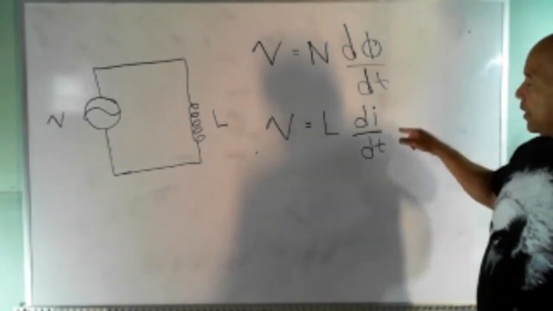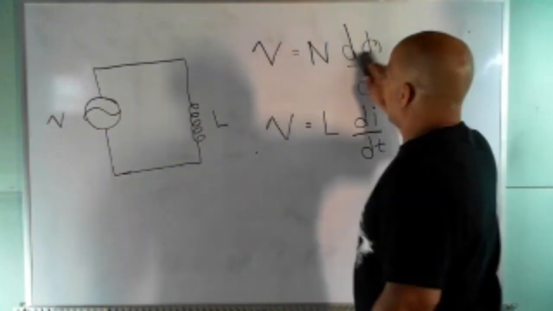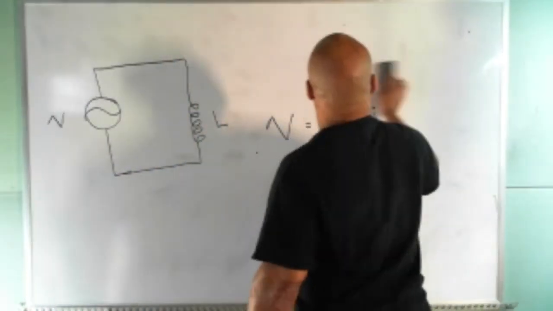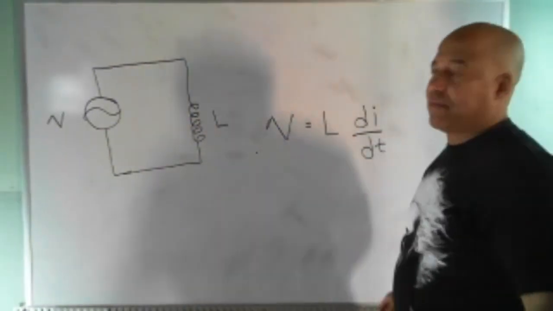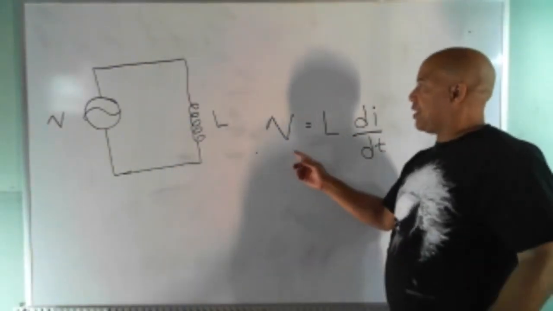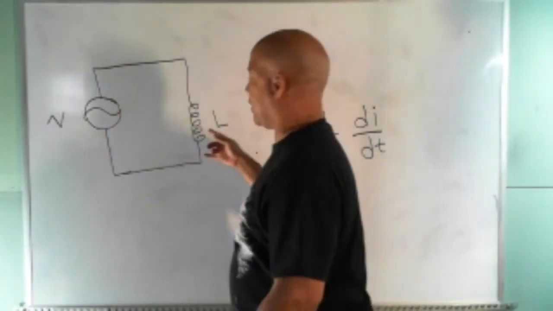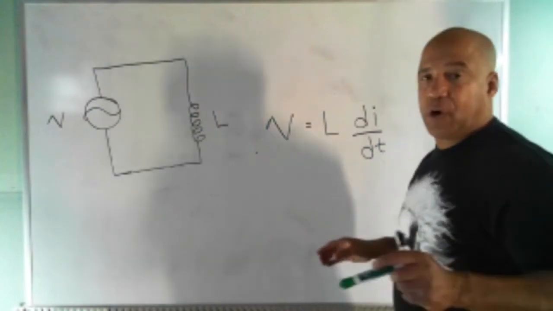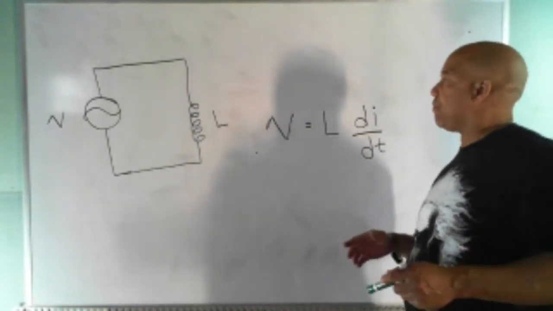And I want to use this way. Using this, I want to graph the voltage. If I put a sine wave into this inductor, let's graph the voltage and let's graph the current. What would they look like? Let's graph that. I want to graph it.